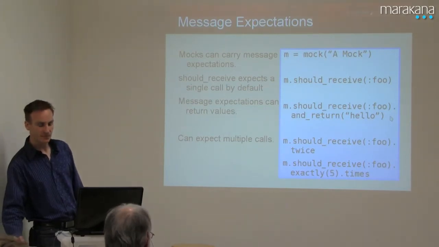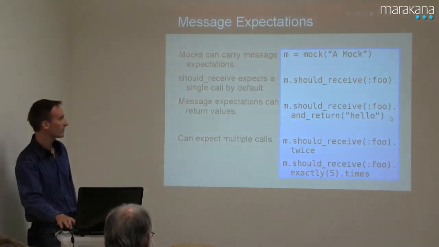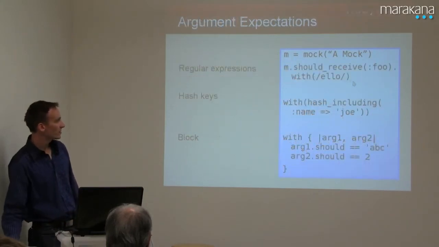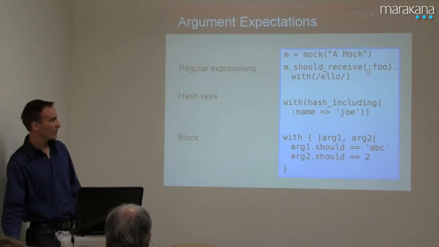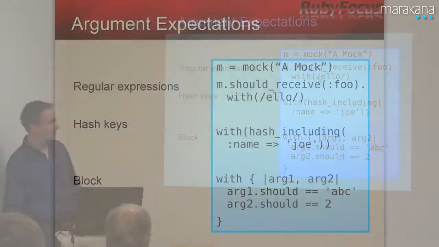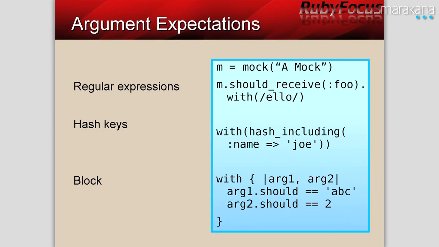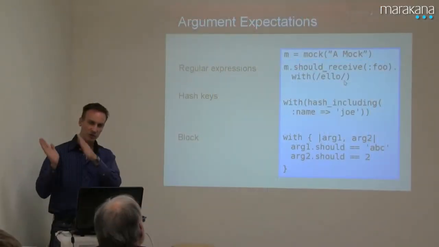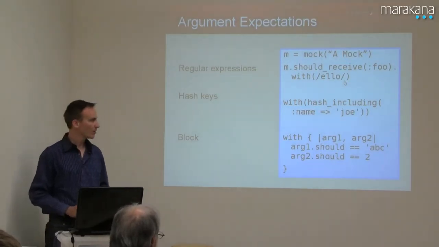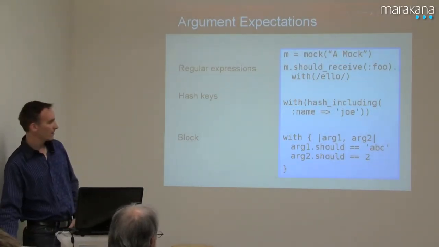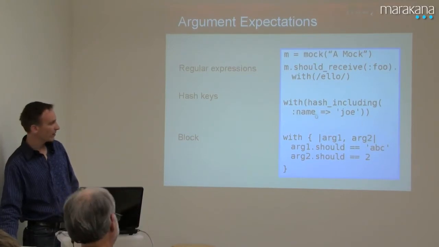So far so good? So arguments, you asked about arguments, right? Yes, we can also do argument expectations. So this thing should return, as should be called with something. So the with can be various things. It can be here a regular expression, for example. So this means the foo method should have a string argument, and that value should match this regular expression. Or the value we call it with should be a hash that includes this key value pair.